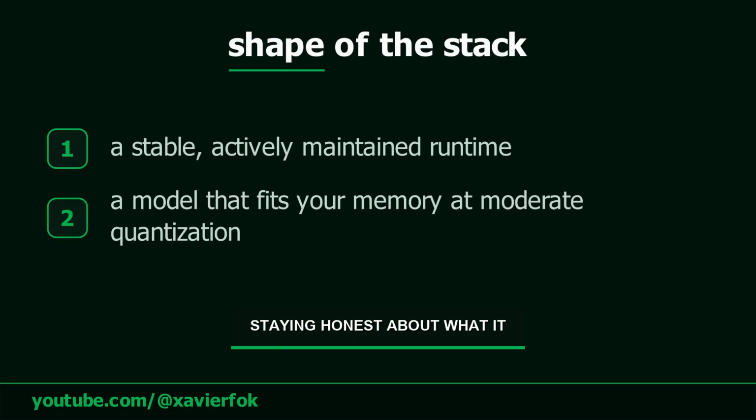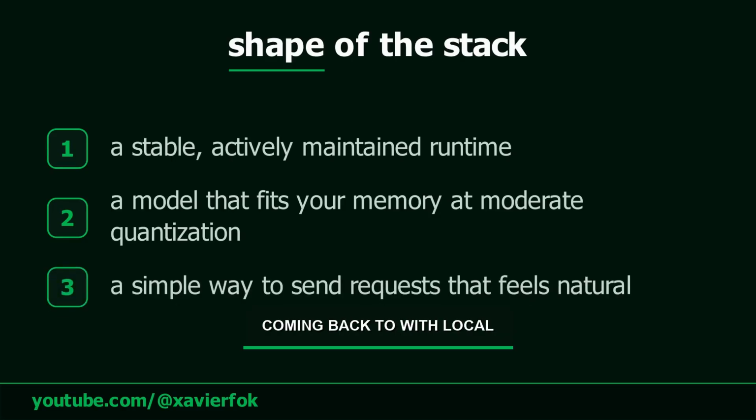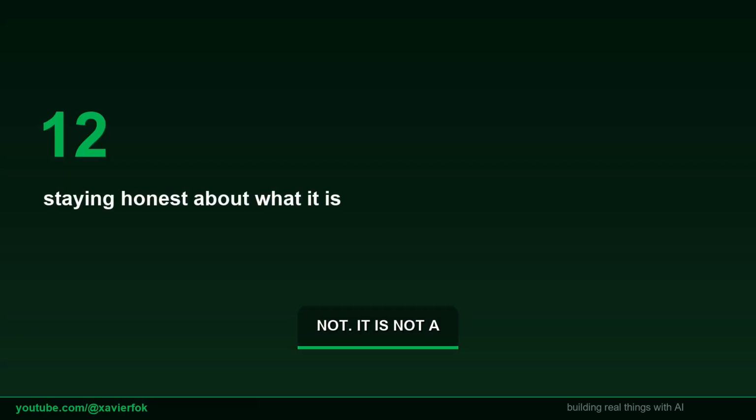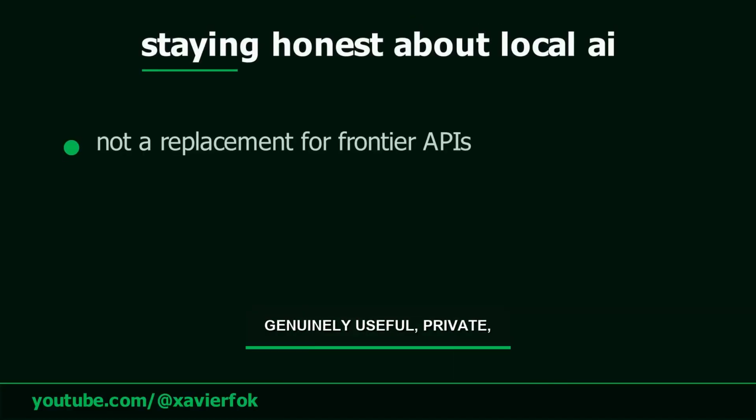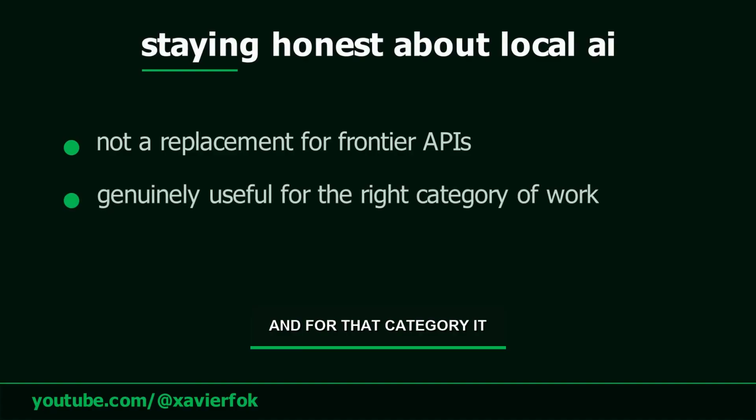Staying honest about what it is: the thing I keep coming back to with local AI is the importance of staying honest about what it is and what it is not. It is not a replacement for the frontier APIs. It is not going to close that quality gap in the near term for the hardest tasks. What it is, is a genuinely useful, private, cheap, always available option for the right category of work. And for that category, it is excellent.